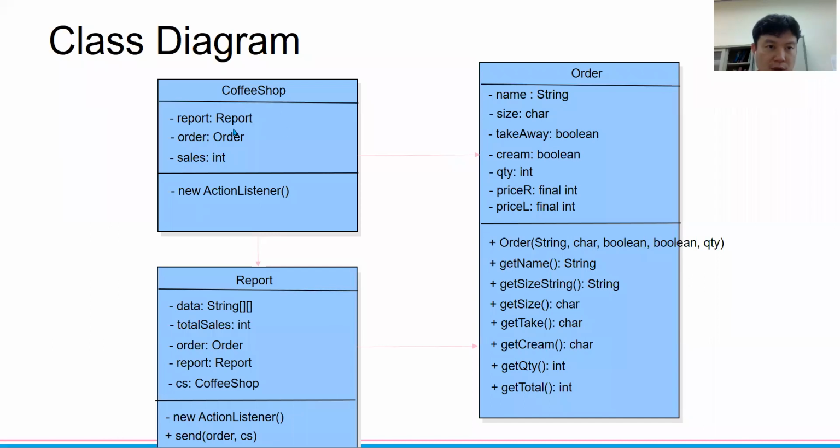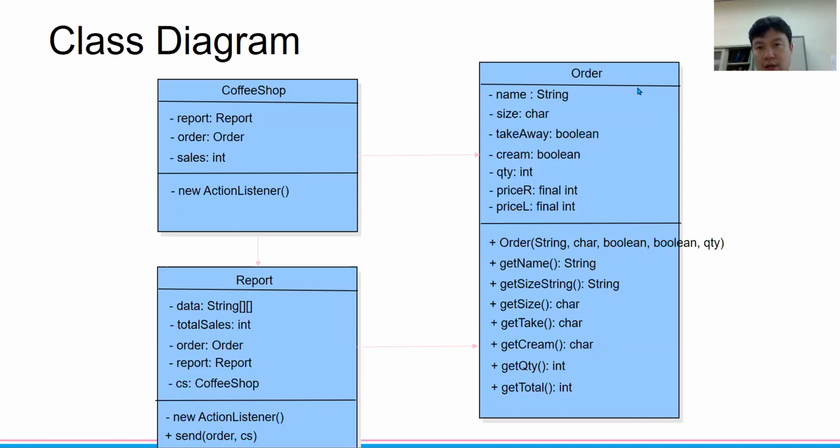If you check this one, there are three data members. We have report, which is an object of the class Report, and order, which is an object of the class Order, and sales is one of the variables, which is of the integer data type. And the ActionListener means, when you create the GUI, you need to click. So this is about event programming.